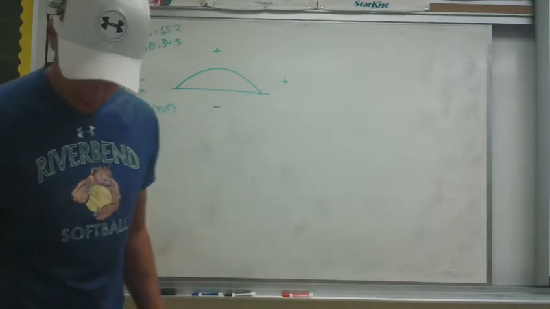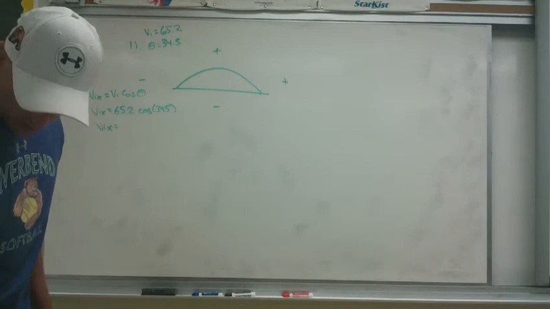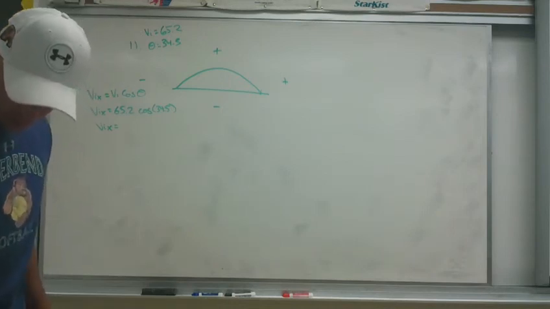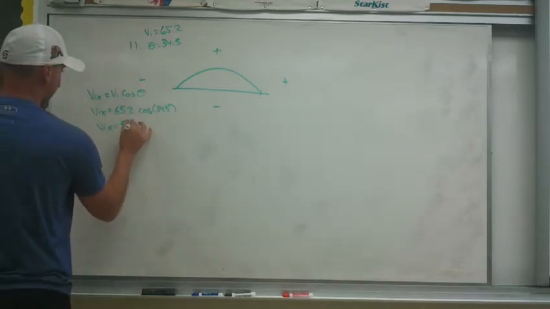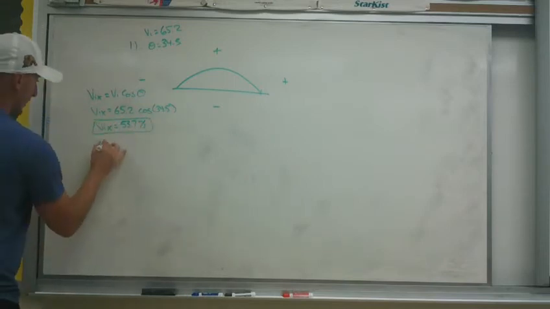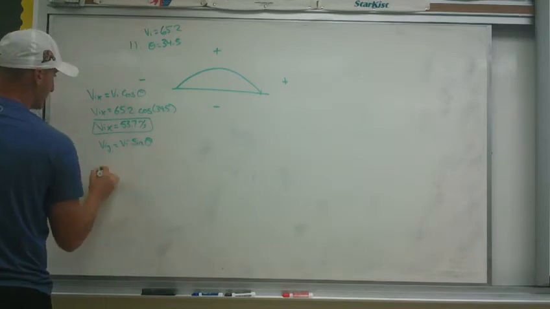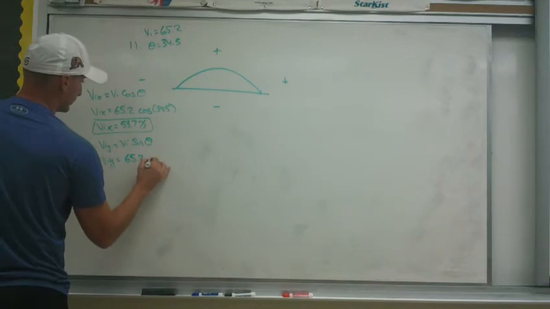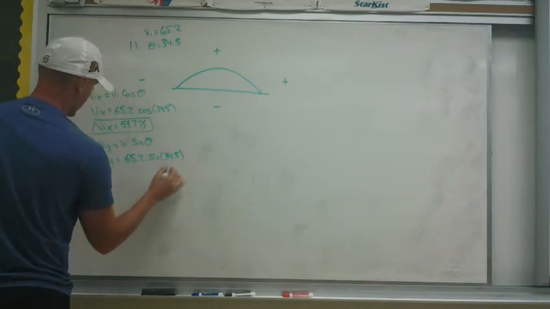Do cosine 34.5 times 65.2. I get 53.7. I have to find Viy. Viy equals Vi sine theta. Viy equals 65.2 sine 34.5.